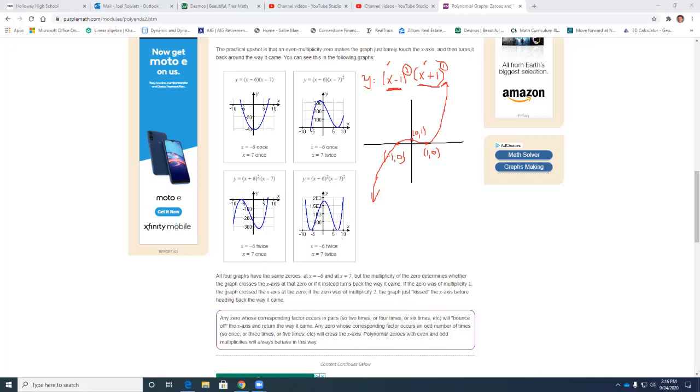And just as sort of a review, we know that we have a 0 at -1. We have a 0 at +1. We have a y-intercept value of 0, 1. And again, just by looking at the graph, we can tell that this is an odd graph because the tails go in opposite directions. And since it starts low and increases over time, we know that it's a positive graph.